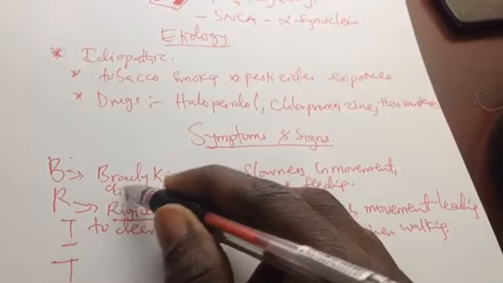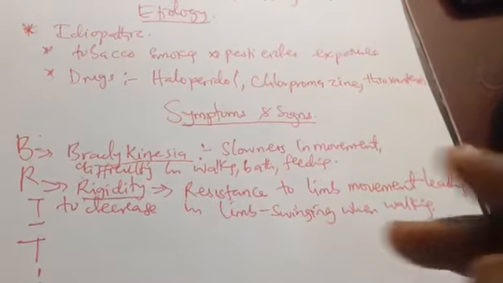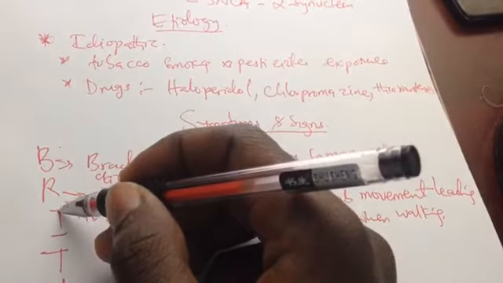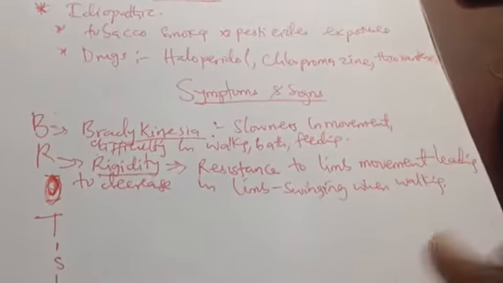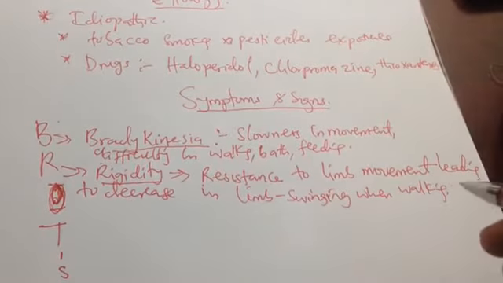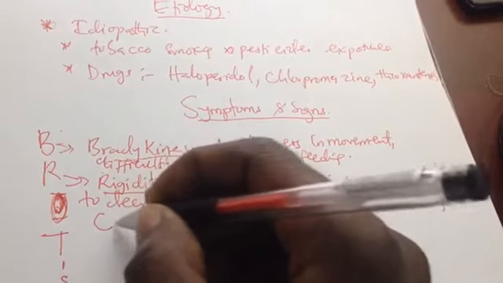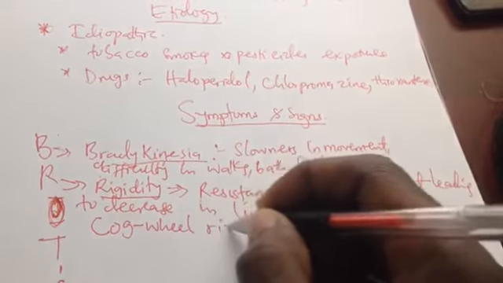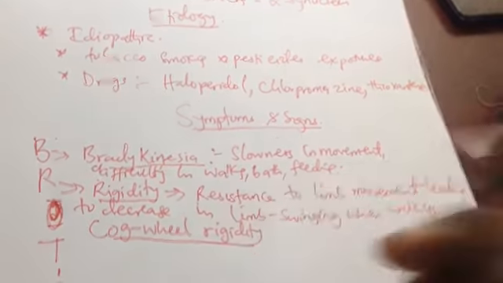On physical examination, you will even see the patient having cogwheel rigidity. It's classical for Parkinson's disease, called cogwheel rigidity. We will discuss the others later, due to space. So limb swinging when walking, and on physical examination, cogwheel rigidity. This is very, very classical.